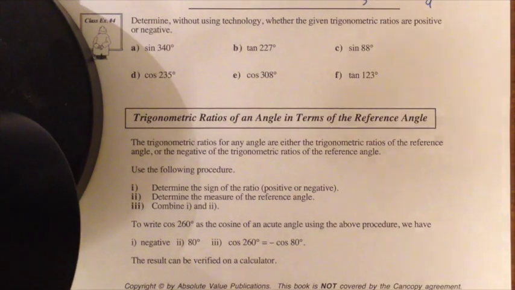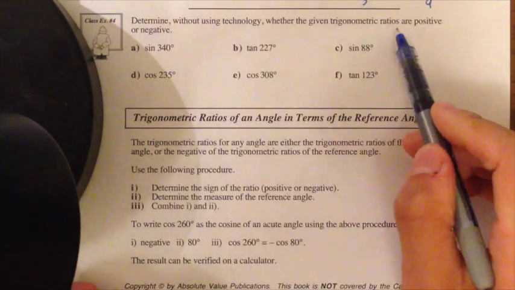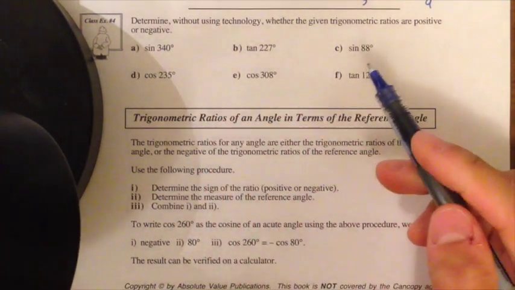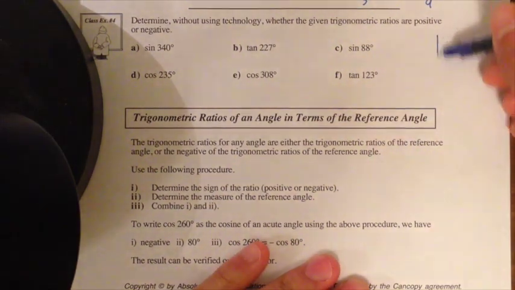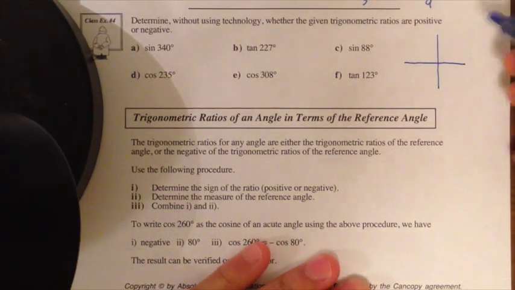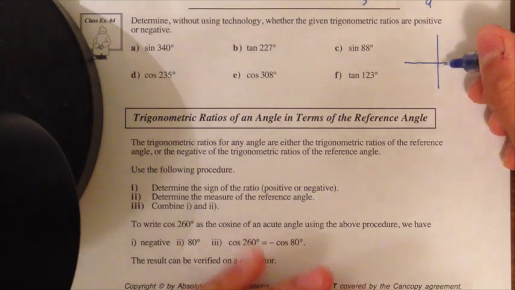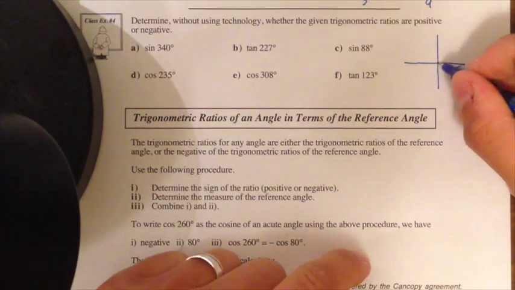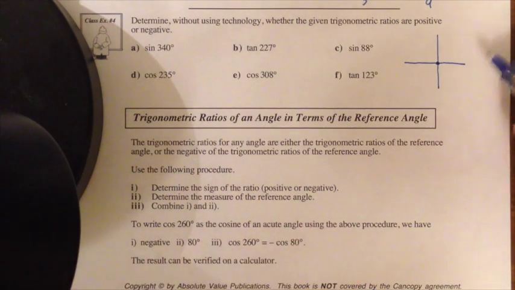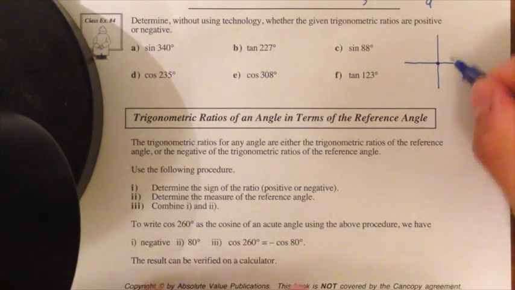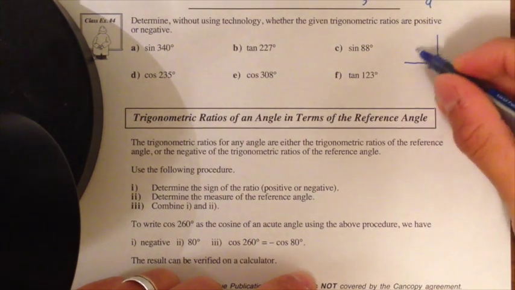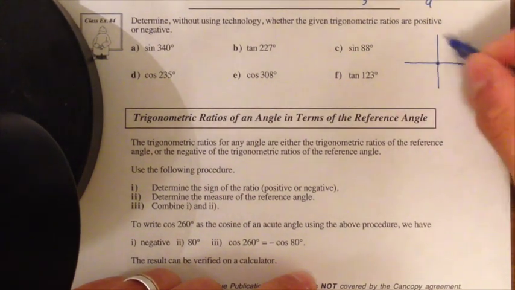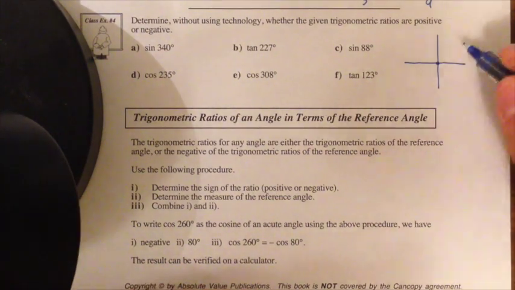With this last example, we need to determine without using technology whether the given trig ratios are positive or negative. Now, this is easy to do. All we need to think about is where all these angles are relative to our origin. Where our origin is right here, 0, 0. And if these are standard angles, then they're going to start at the origin, go about the terminal arm, and go around my origin in a clockwise or counterclockwise direction.